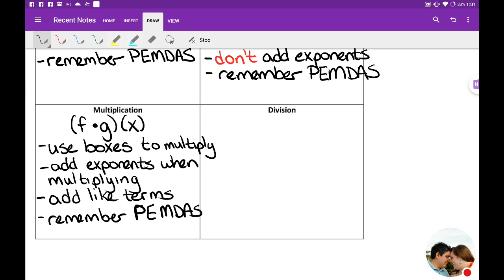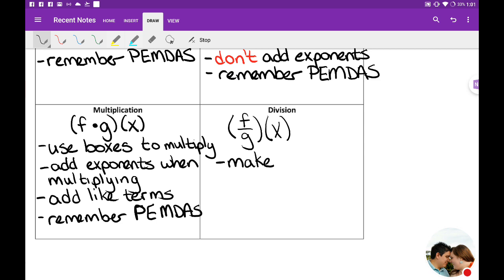For division, we do f over g, which indicates you're dividing these two. And I would say in most cases, we don't actually go through the process of doing box method to divide these. They simply want you to recognize that it is division here. Now, I will say that you want to make sure that it's simplified. So we'll look at what that looks like on the next page with some examples.